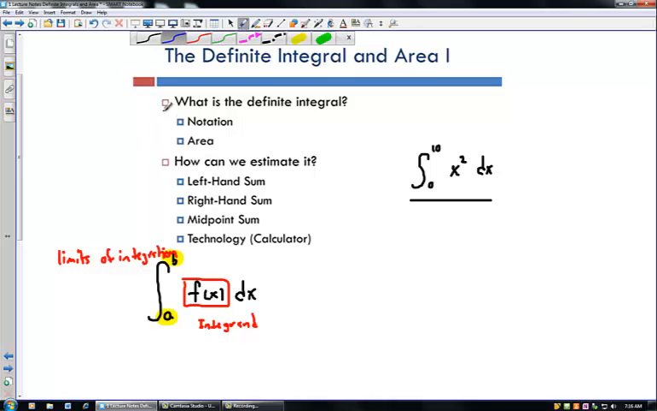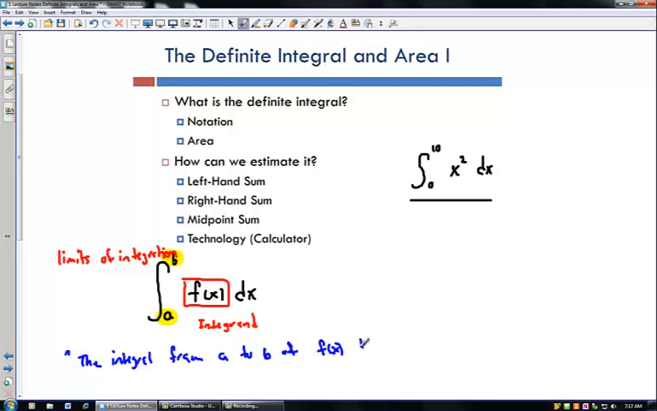when you write this expression down, we say the integral from a to b of f of x dx. And you can see the parts here. It's kind of obvious, right?